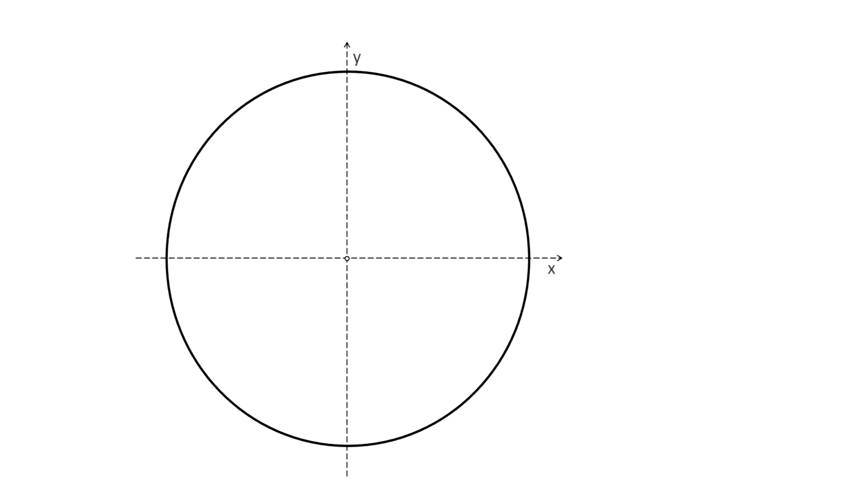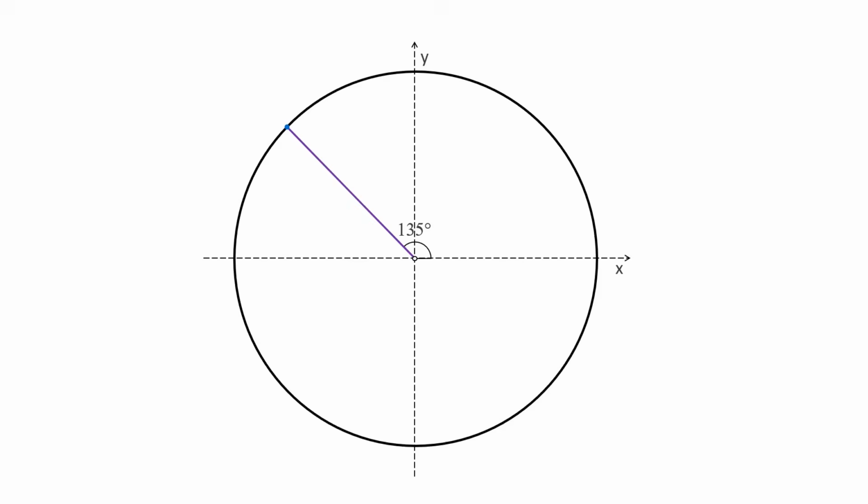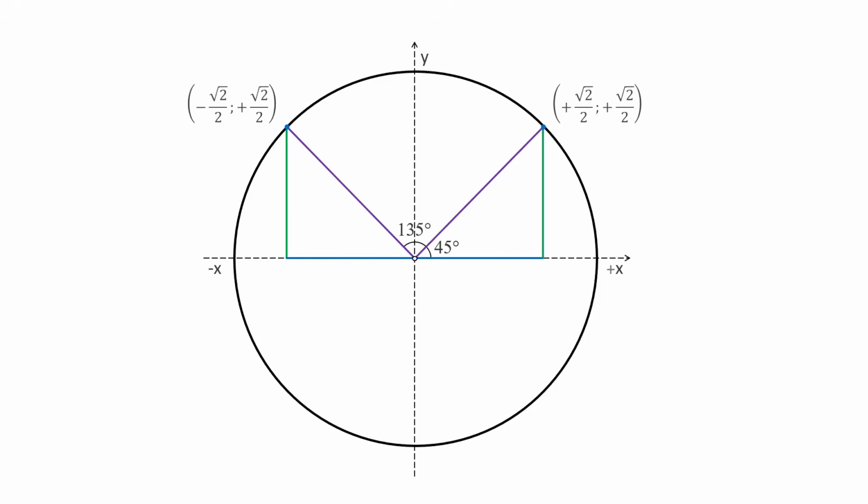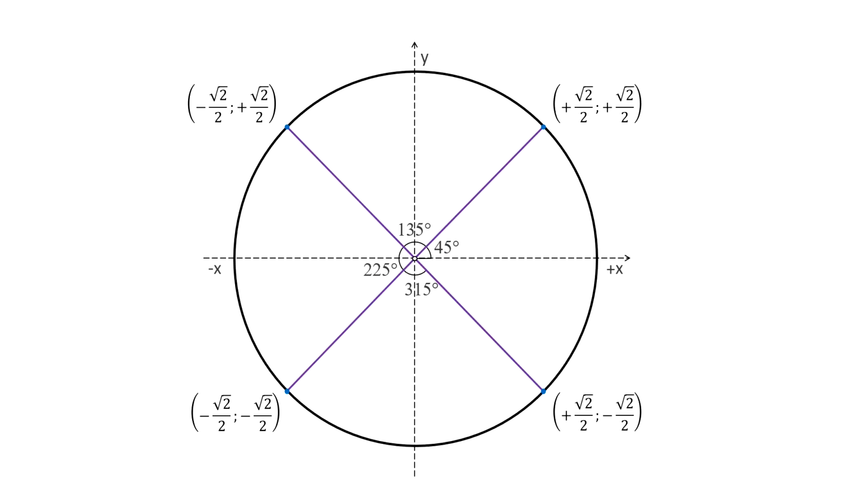Push the angle further into the second quadrant up to 135 degrees, which is the mirror image of the 45-degree angle. The absolute values stay the same, but pay attention to the signs. Cosine is now negative because x is less than 0. Sine remains positive because y is greater than 0. Sweep through 225 and 315 degrees. Notice how the signs of sine and cosine change across all 4 quadrants.